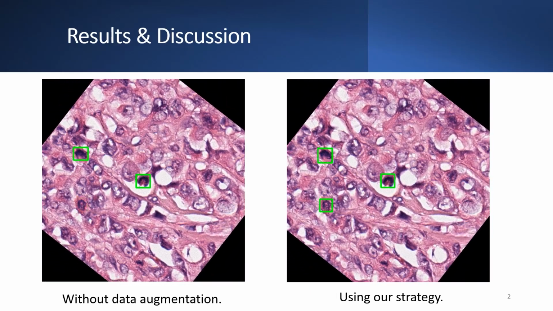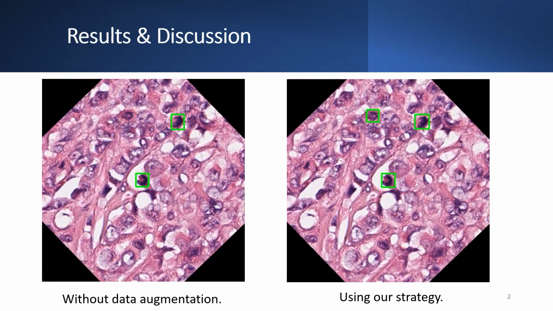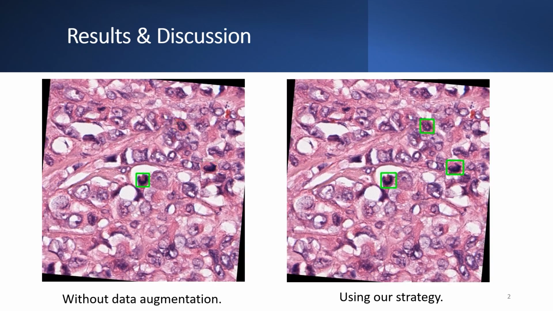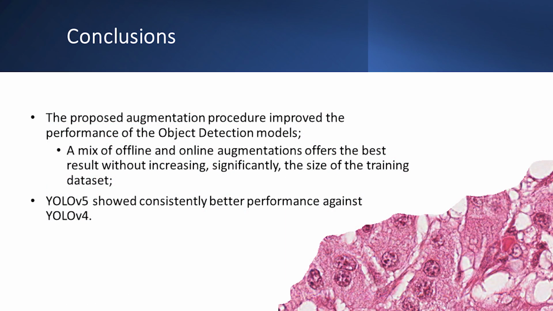This example is illustrative of the obtained results and the importance of this work. The proposed strategy was a step forward in the objective of rotation invariance for the use case. From this work, we conclude that the proposed rotation augmentation procedure improved the performance of the tested object detection algorithms for mitosis detection. A mix of online and offline augmentations helped YOLO 5 reach the best observed performance. Additionally, this architecture showed consistently better results than YOLO 4.